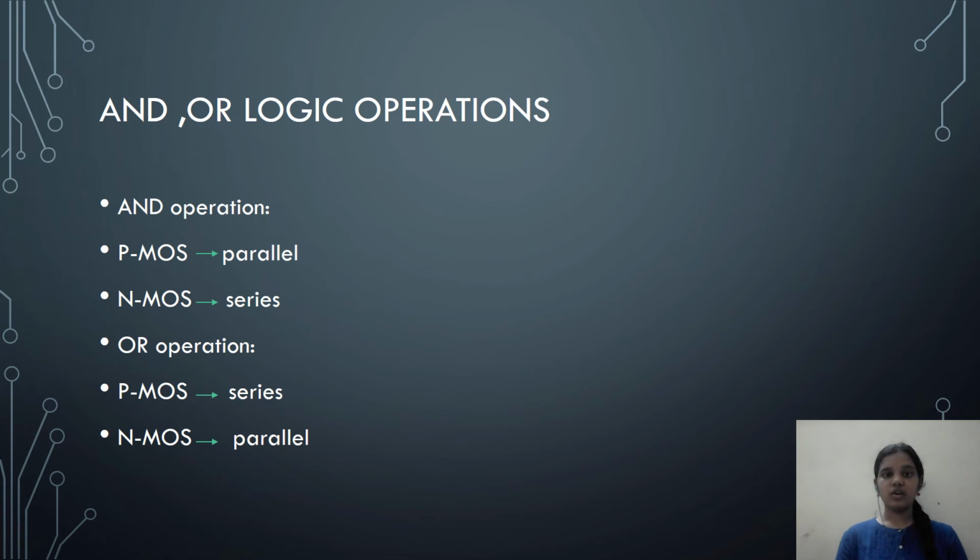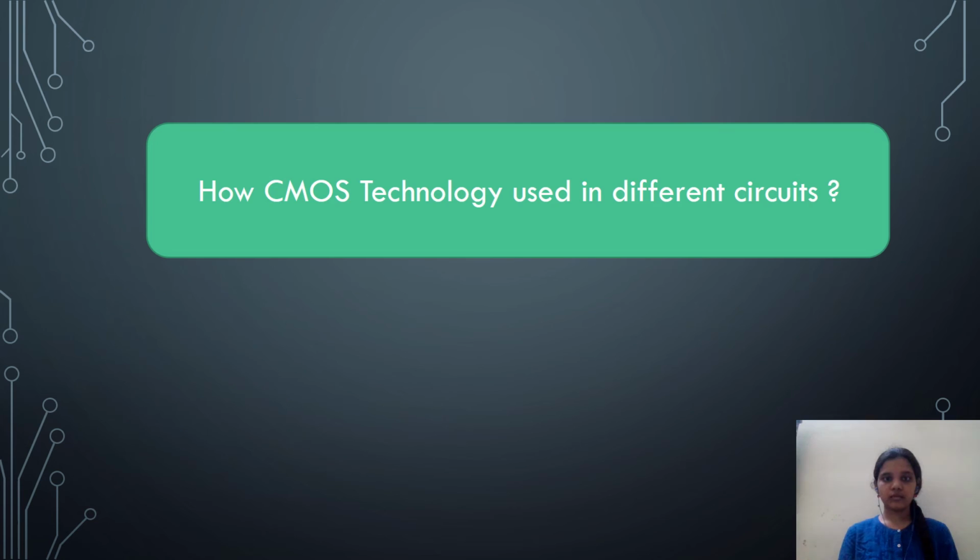And OR logic operations. When you have the dot operation, the PMOS will stay in parallel and the NMOS will stay in series. When you perform the plus operation, that means OR operation, in that case PMOS will stay in series and the NMOS will stay in parallel, in different circuits.